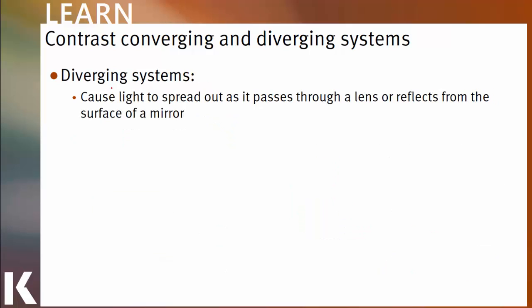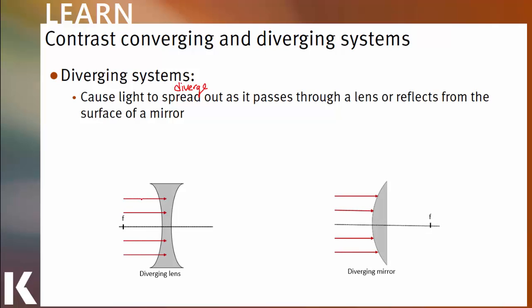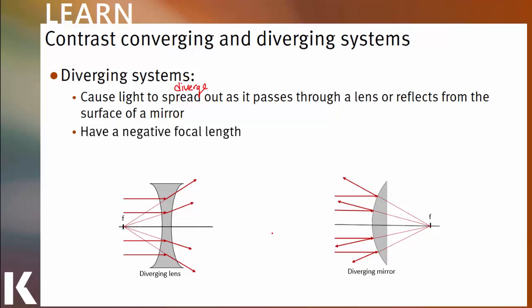Now, let's move on to diverging systems. Recall that diverging systems cause light to diverge or spread out as it passes through either a lens or reflects off a mirror. Notice that in both the diverging lens and the diverging mirrors, the rays of light spread out away from the focal point. Thus, we can also say that diverging systems have a negative focal length.